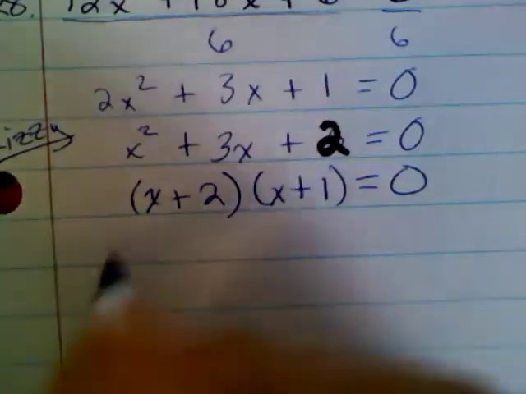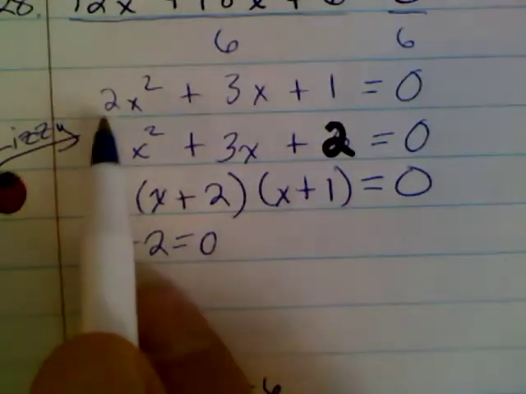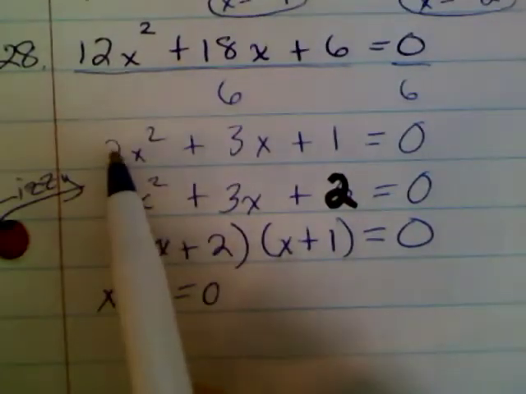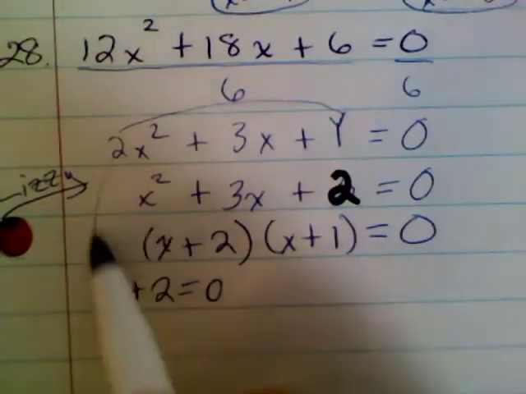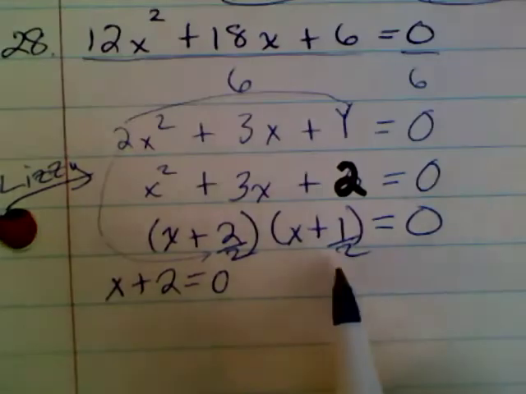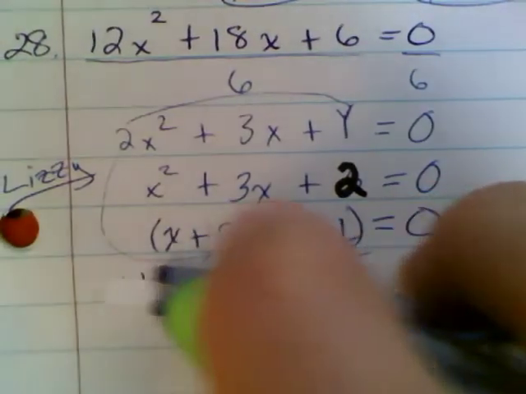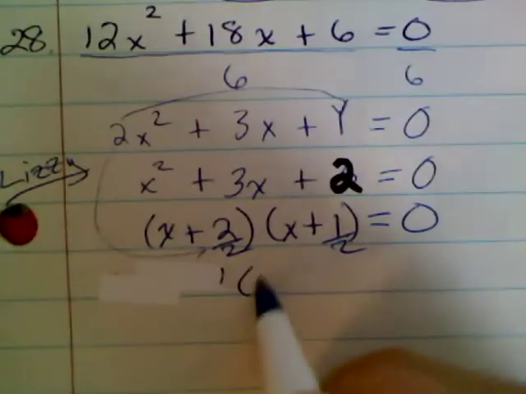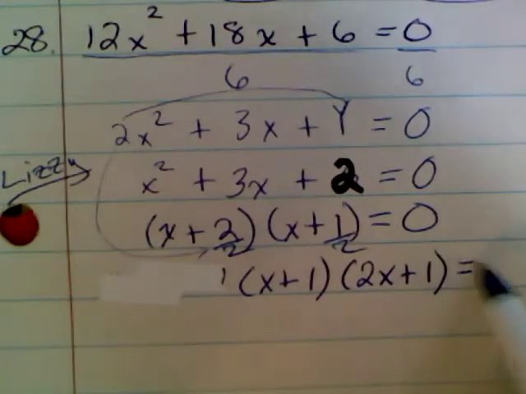And now I set each factor equal to 0. X plus 2 equals... Oh, I'm sorry. Supposed to divide by the 2. Remember I multiplied by 2 up here? I need to divide by 2 now. Okay, so divide by 2 and simplify these factors if you can. I'm going to go ahead and act like that didn't happen. Okay, so x plus 1 times 2x plus 1 equals 0.